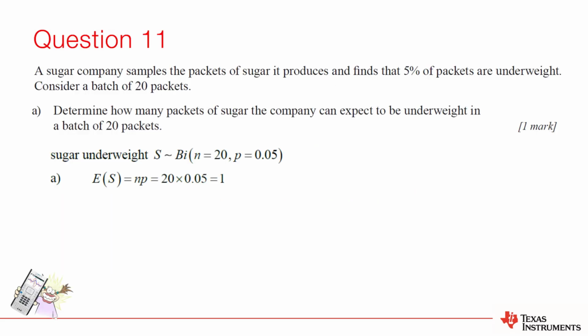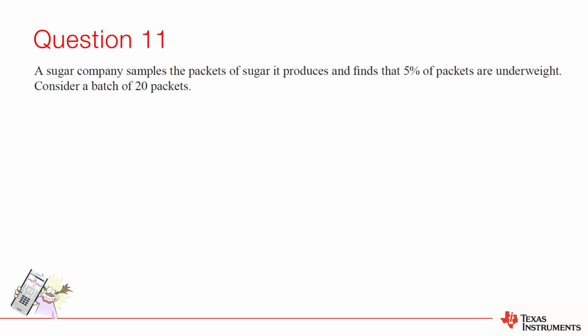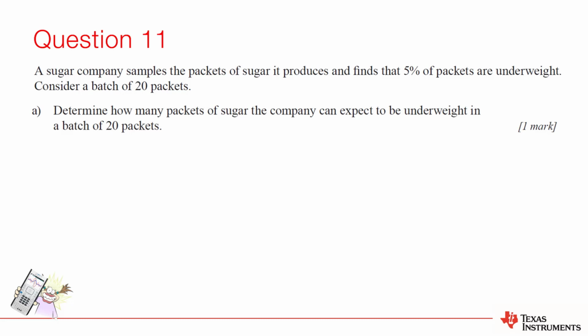Question 11. Recall the first 10 questions were multiple choice questions. In this first question, we've got a sugar company producing packets of sugar, and it finds that 5% are underweight. We're going to consider a packet containing 20 packets, or a batch. Part A of the question was how many packets of sugar can be expected to be underweight.